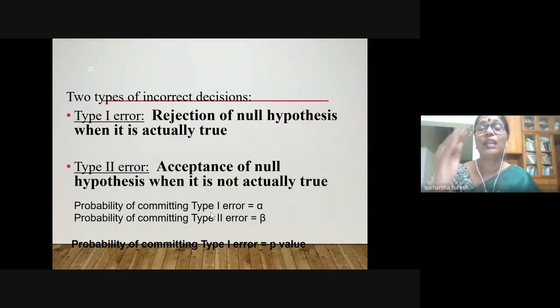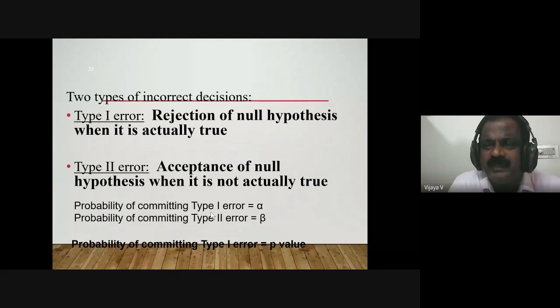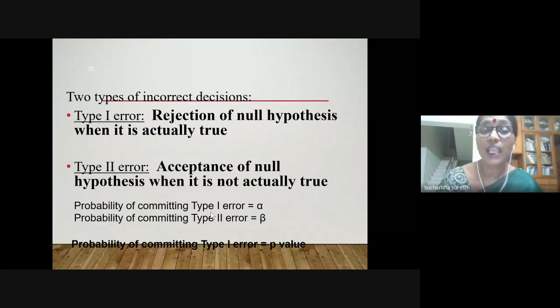Madam, there's one comment. Please clarify type 1 error one more time, from Nagaraj Pujari. Okay, see, type 1 error is rejection of the null hypothesis when it is actually true. In reality, there is no difference, no relation, no association, but we are concluding that there is an association, a relation, a difference. This is type 1 error. Hope it is clear for you, Nagaraj.